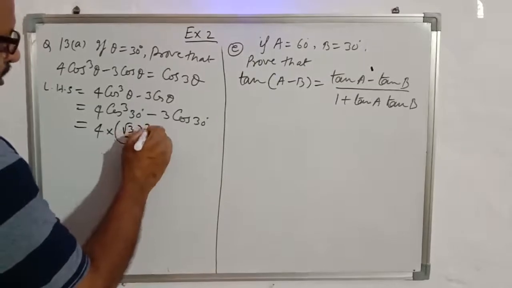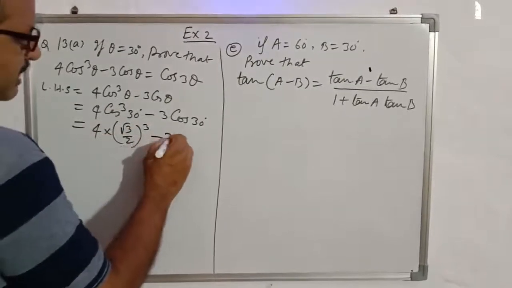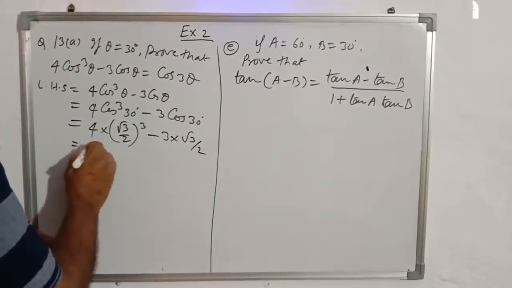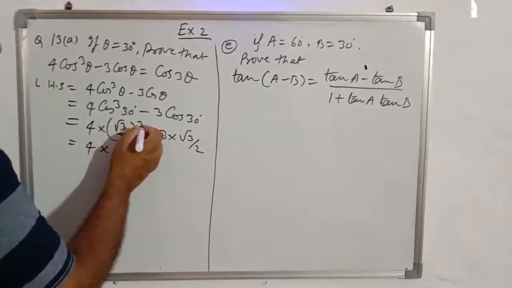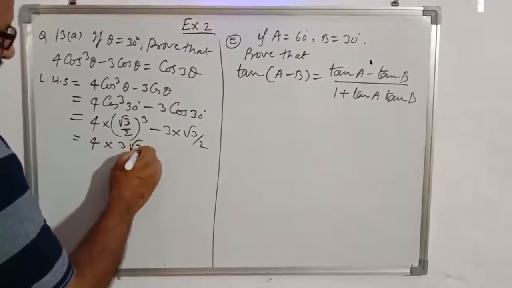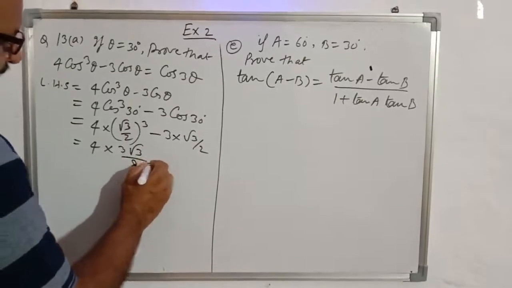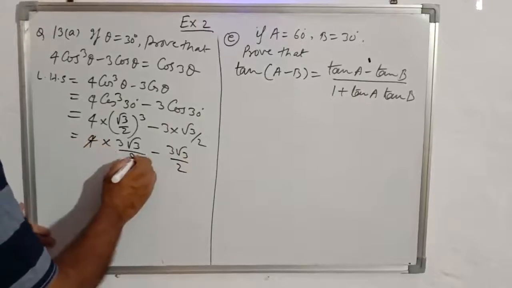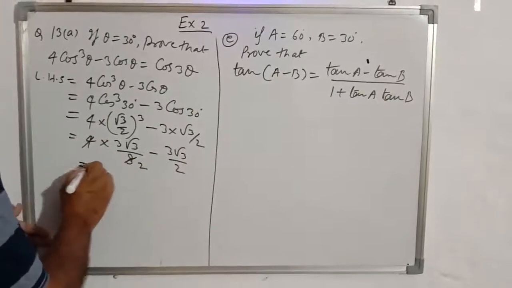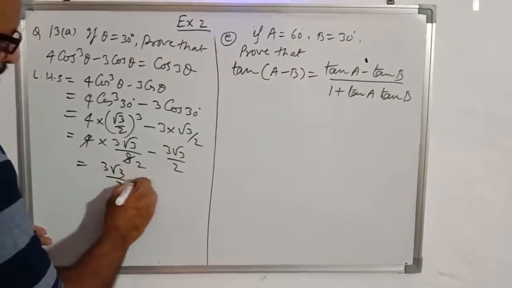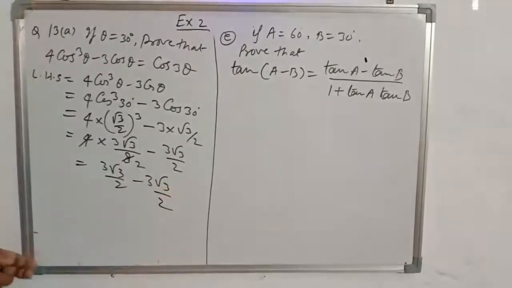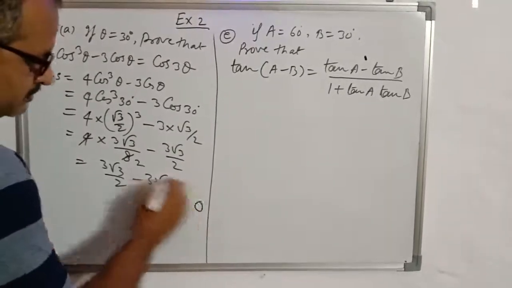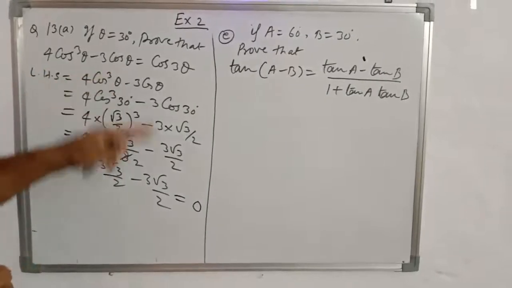So root 3 by 2 whole cube. Cube is there, so write cube. Minus 3, again cos 30, root 3 by 2. So 4 into root 3 whole cube, it will be 3 root 3, and 2 whole cube, 8. Minus 3 root 3 by 2. 4 twos are 8, so 3 root 3 by 2 minus 3 root 3 by 2. It will come 0. So the value of the left part is 0.